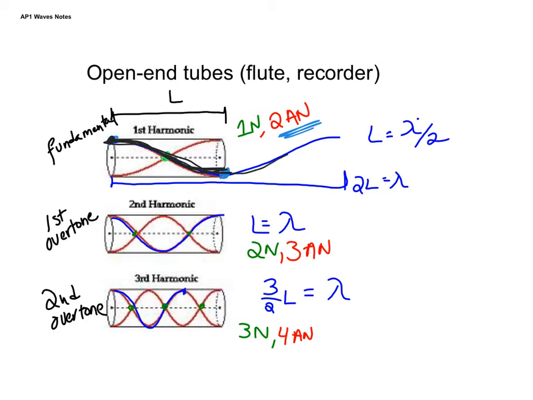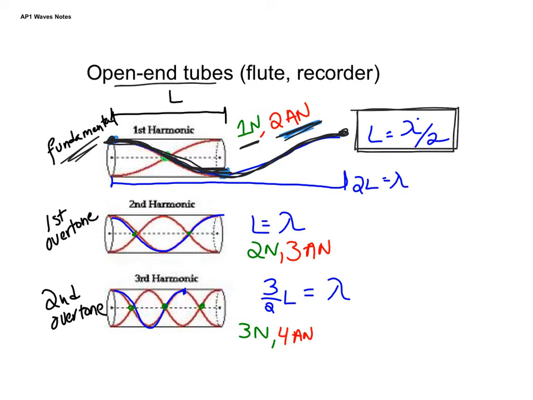If I want to generate a full wave, I need another half of that wave so I can get back up again to my crest. Our fundamental or first harmonic, when I have an open-ended tube, has one node in the middle, two antinodes at the ends, but it's really only half of a wave. So the length of our tube is equal to half of a full wavelength.